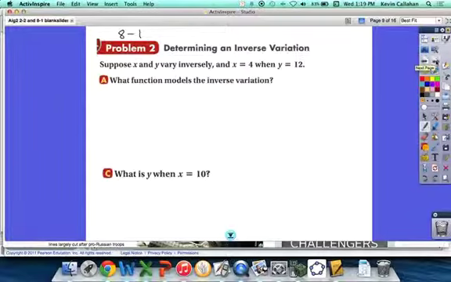Okay, inverse variations. Similar kind of problem. Suppose x and y vary inversely, and x equals 4 when y is 12. What is the function that models the inverse variation? And then what is y when x is 10? So in a way, again, in step 1, they're telling us what kind of variation we've got. Step 2, they're giving us the value of 1 point where we know both variables. And step 3, they're asking us a question.